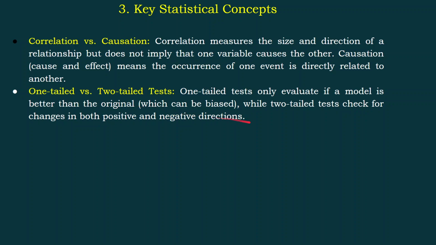A two-tailed test means it considers both the negative and the positive side. The model may work negatively or positively, but it will take both directions into consideration. That means both the positive and negative side. It's called a two-tailed test.